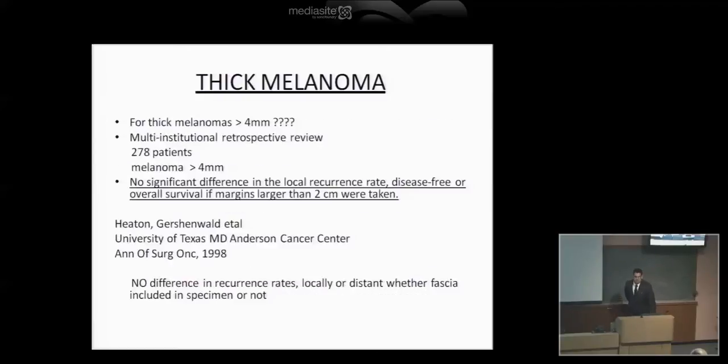Thick melanomas carry a pretty poor prognosis. These are melanomas greater than 4 millimeters. There was a multi-institutional retrospective review of close to 300 patients with melanomas more than 4 millimeters, and there was no significant difference in local recurrence, disease-free, or overall survival if margins more than 2 centimeters were taken. Several other studies have also tested whether or not fascia should be part of your excision, and there have been no differences in recurrence rates, local or distant, whether fascia was included in the specimen or not.